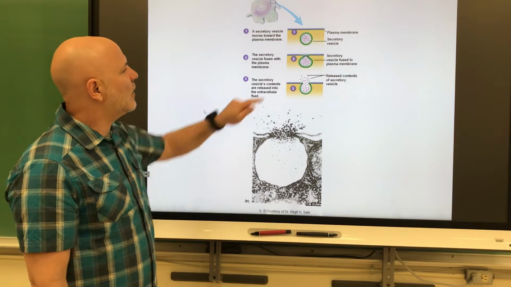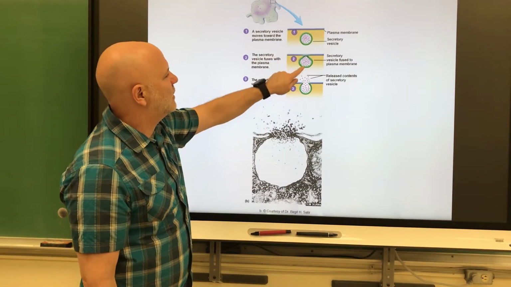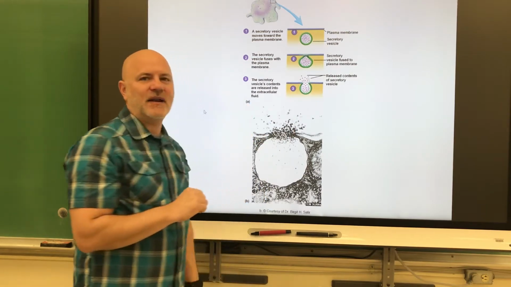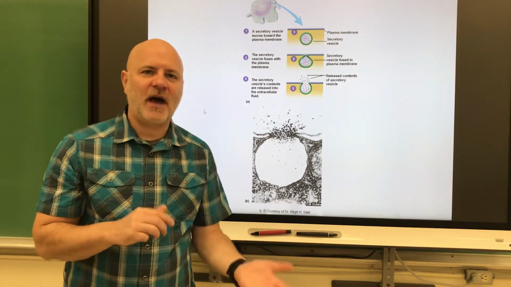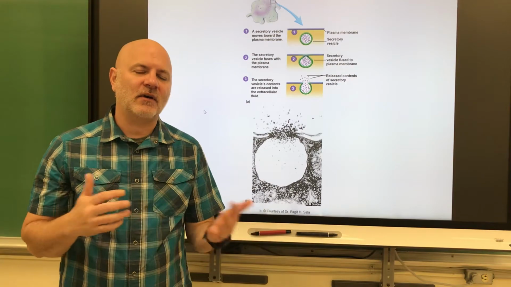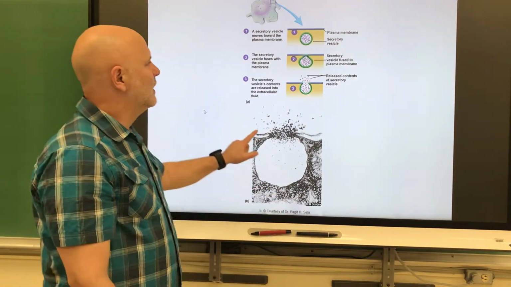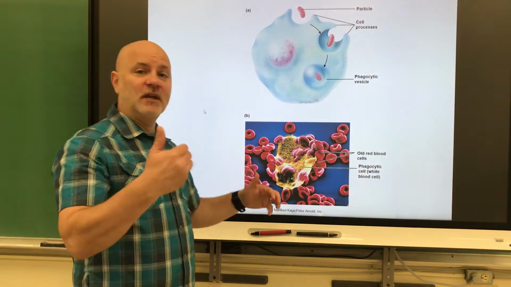Here we have some product in a vesicle. It's going to fuse with the plasma membrane, open up, and release those contents out of the cell. This is how we get saliva out of our salivary glands, tears out of our lacrimal glands, sweat out of our sweat glands. All right, let's go in the opposite direction, getting stuff into the cell.